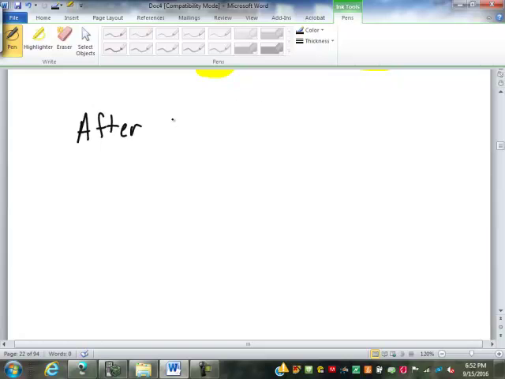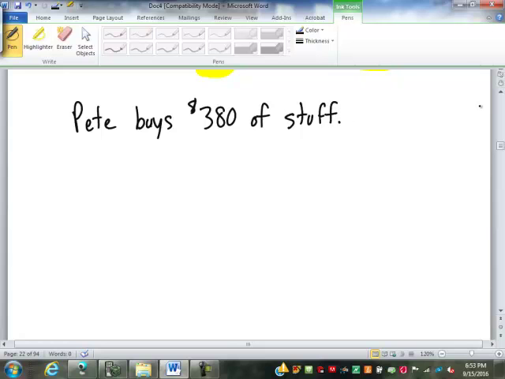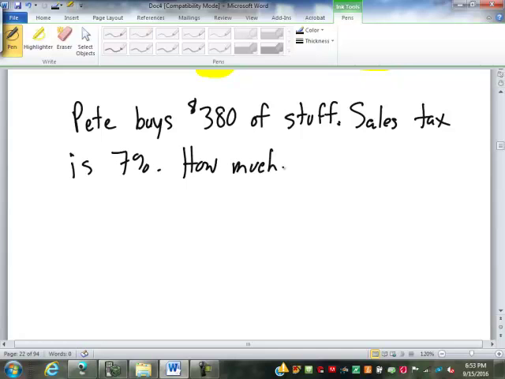Let's do this. Gotta start with a little bit simpler example. Pete buys $380 of merchandise, but because I'm too lazy to spell merchandise right now, Pete buys $380 of stuff. Sales tax is 7%. How much does Pete pay?